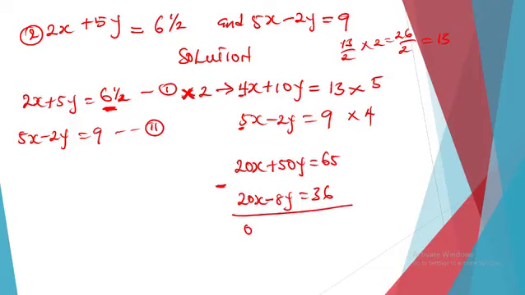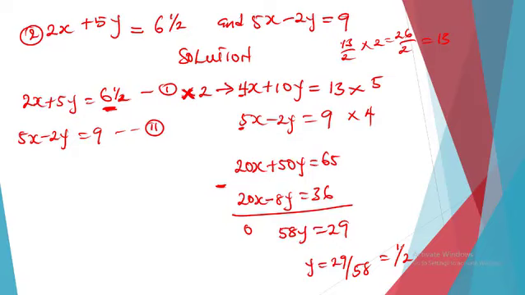By subtracting, we have 0 for x, and we have 50 minus 8. Is that correct? 50 minus 8 will give us 58y, equal to 65 minus 36, which will give us 29. Therefore y is equal to 29 over 58, and that will give us 1 over 2. So the value of y is 1 over 2.